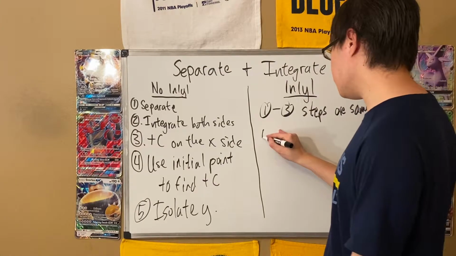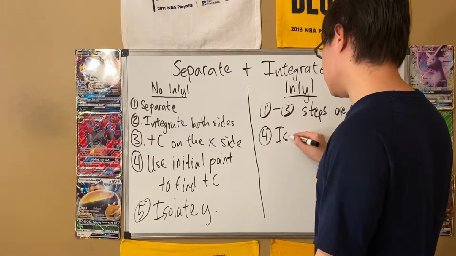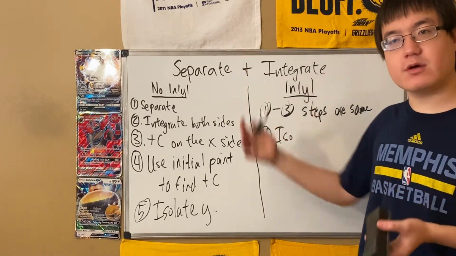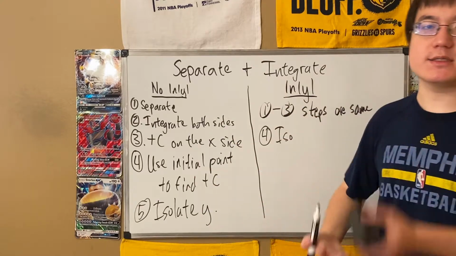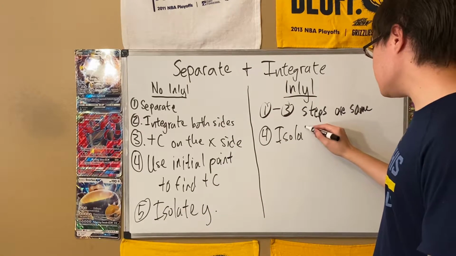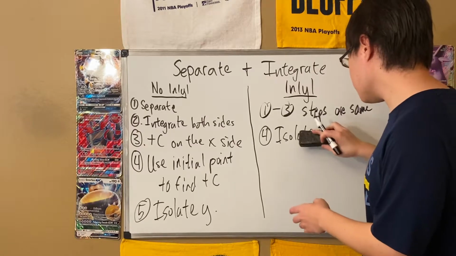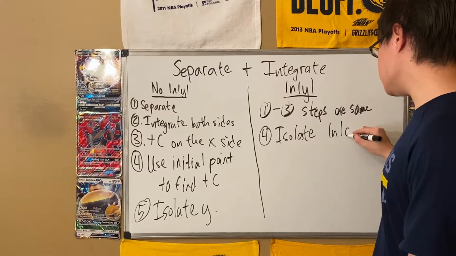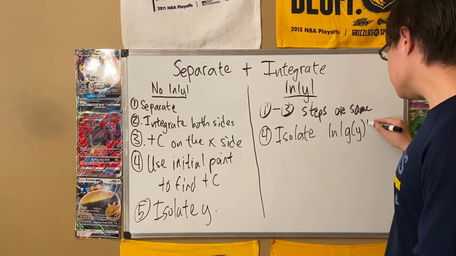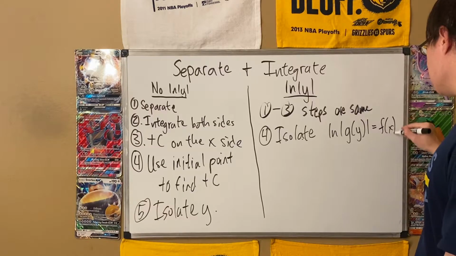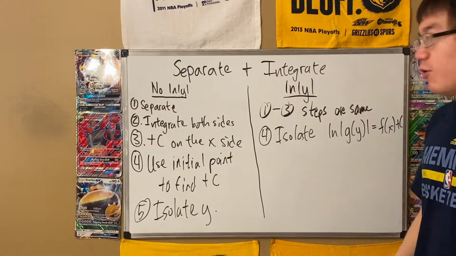So step 4 would be to isolate the ln, because this is the ln case. And again, maybe none of this makes sense, but hopefully you'll write down the steps, and as we practice these examples, these steps will make sense. So what we're going to do is isolate the ln, which might be some function g of y, so that we have the form ln of g of y equals f of x plus c. So this is what it's always going to look like.